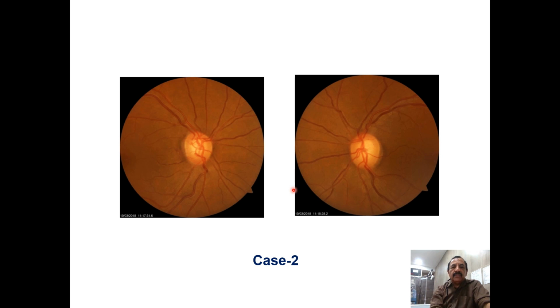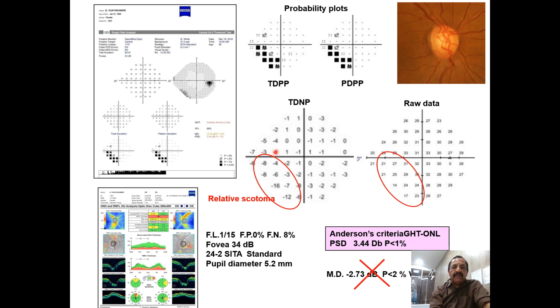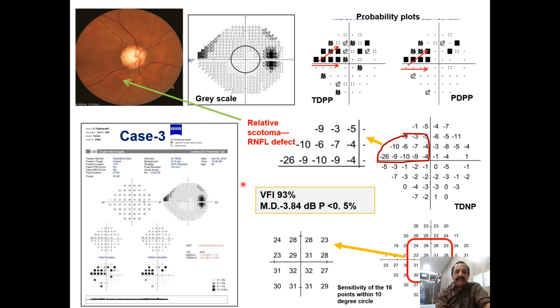Case 2, this is also a strong family history of glaucoma, and the tension is around 20. When the fields were taken, there is a localized field defect in the lower nasal quadrant, and it is a relative scotoma. On repeated fields, the field defect is consistent, and the OCT is showing thinning of the RNFL corresponding to the field defect. The patient was kept on single drug therapy and is very stable to date.